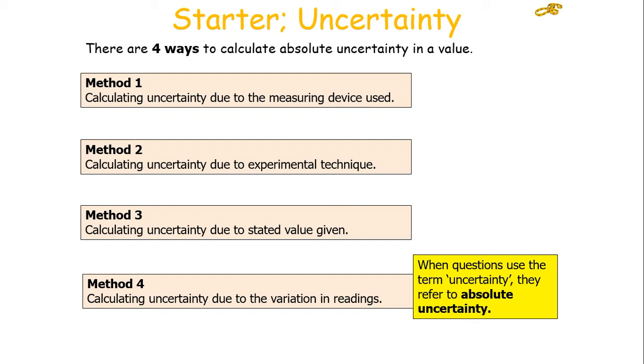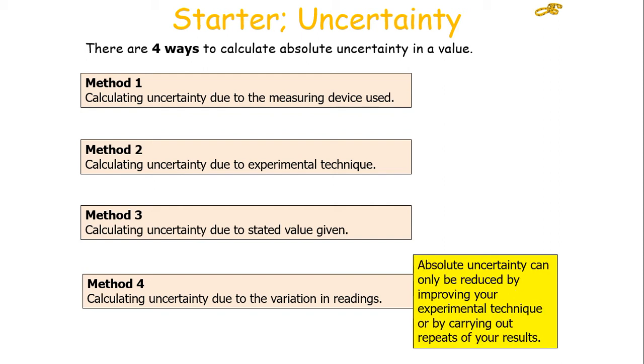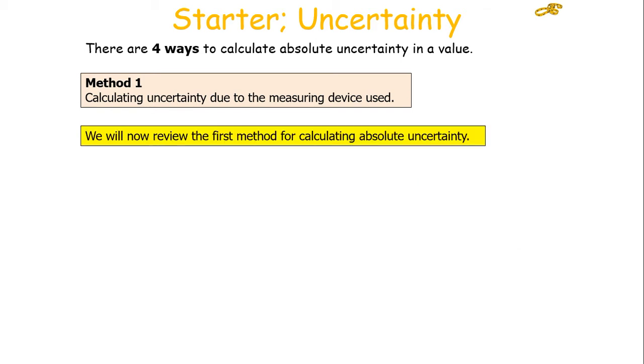Now, you tend to find that when questions use the term uncertainty, they refer to absolute uncertainty and not percentage uncertainty. So you would only calculate percentage uncertainty when a question explicitly states the phrase percentage uncertainty. Now, absolute uncertainty can only be reduced by improving your experimental technique or by carrying out repeats of your results.